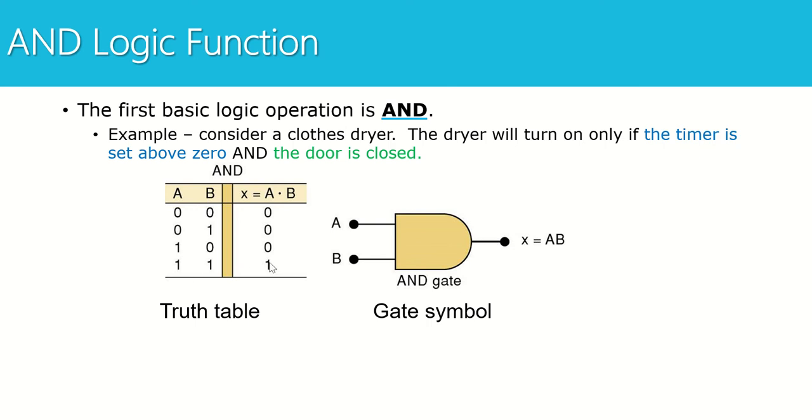See, this last row here describes the idea of AND, the fact that two events must happen in order for the output to occur. In order for the dryer to turn on, the timer must be set. So consider this is our timer being set. And the door must be closed. When both of those things happen, our dryer turns on.